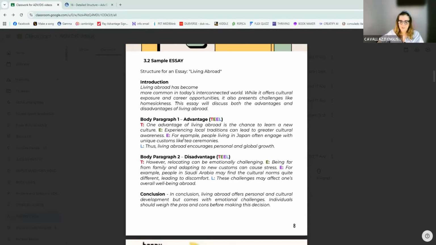Body paragraph 1, obviously, I use the tell. Look, the T from tell. One advantage of living abroad is the chance to learn a new culture. I thought that maybe broaden horizons, open minds would be more comprehensive. But this works too, because new culture can include a lot of things. The E is, for example, experiencing local tradition can lead to greater cultural awareness.